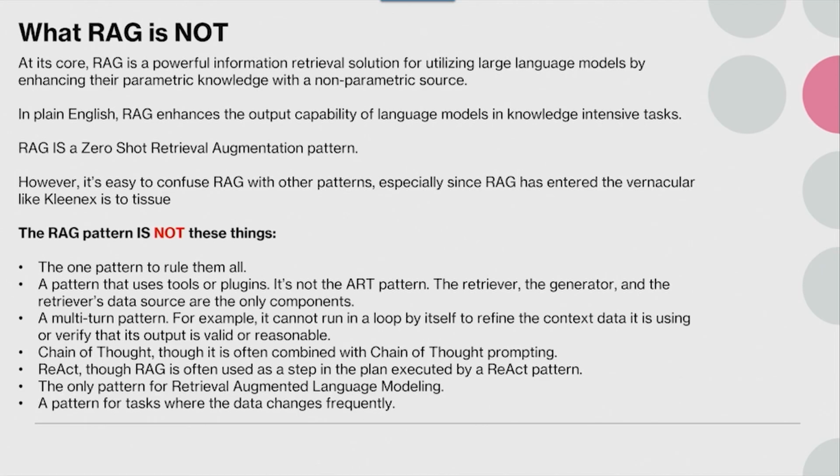All right, so this is important, okay? At its core, RAG is a powerful information retrieval system, of course. In plain English, RAG enhances the output capability of the language model in knowledge-intensive tasks, whether it's based on one shot, multiple shot, or the chunks coming in. RAG is a zero-shot retrieval augmented pattern. You don't need to put anything in the prompt. It will bring the chunks directly from the retrieval, so you don't have to give it examples. That will be the context that will be fed into the prompt before it goes to the LLM itself.